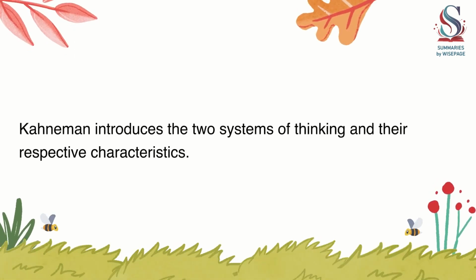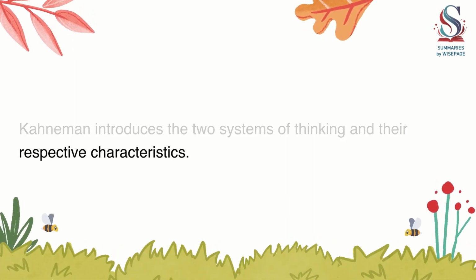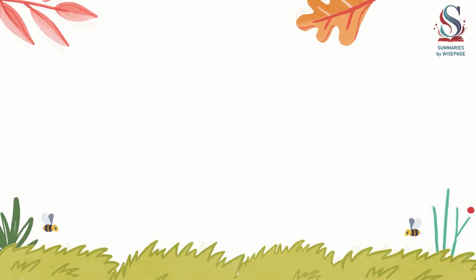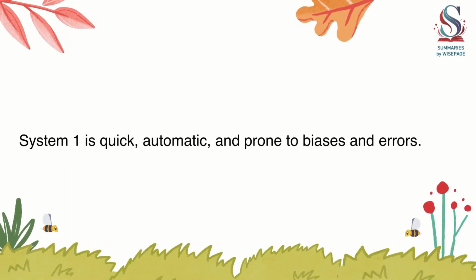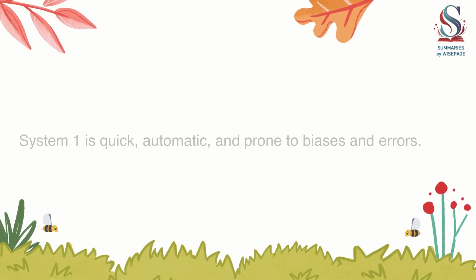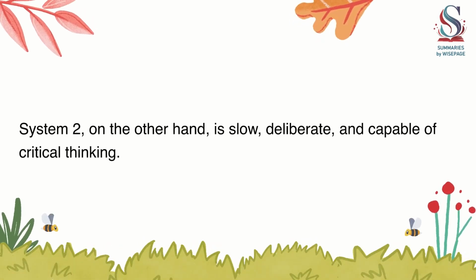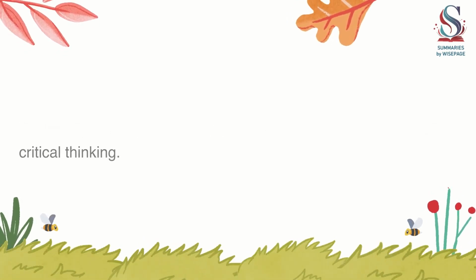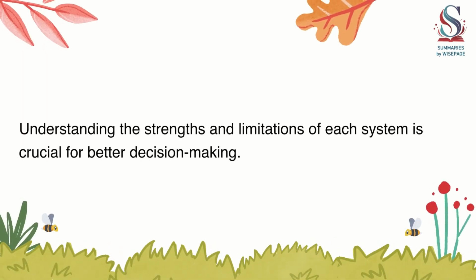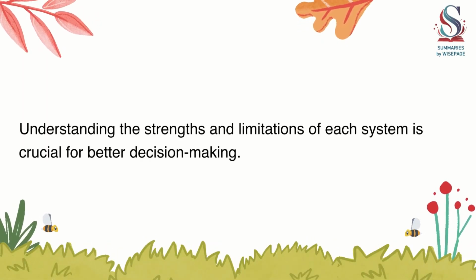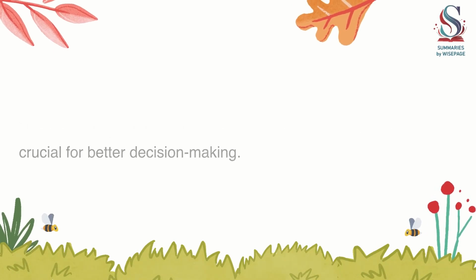Kahneman introduces the two systems of thinking and their respective characteristics. System 1 is quick, automatic, and prone to biases and errors. System 2, on the other hand, is slow, deliberate, and capable of critical thinking. Understanding the strengths and limitations of each system is crucial for better decision-making.